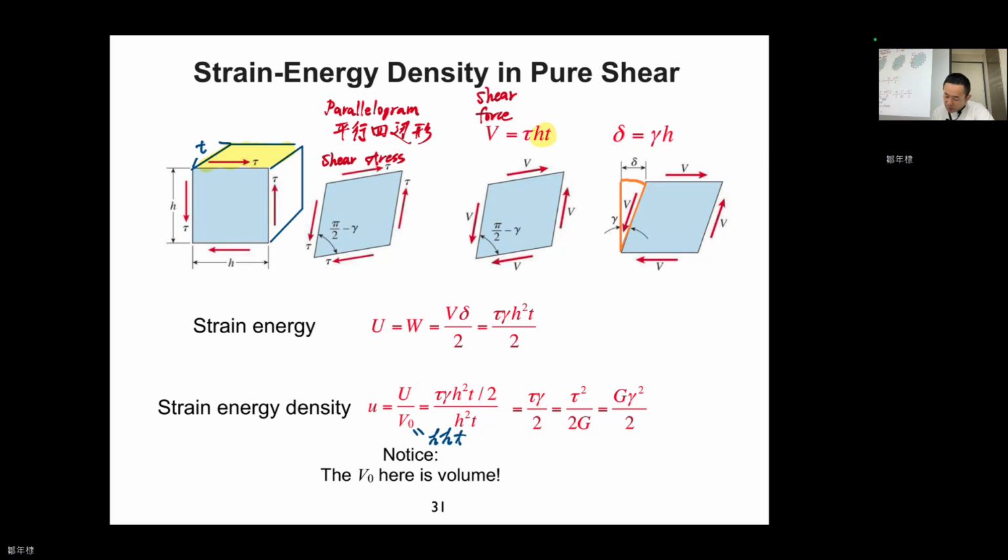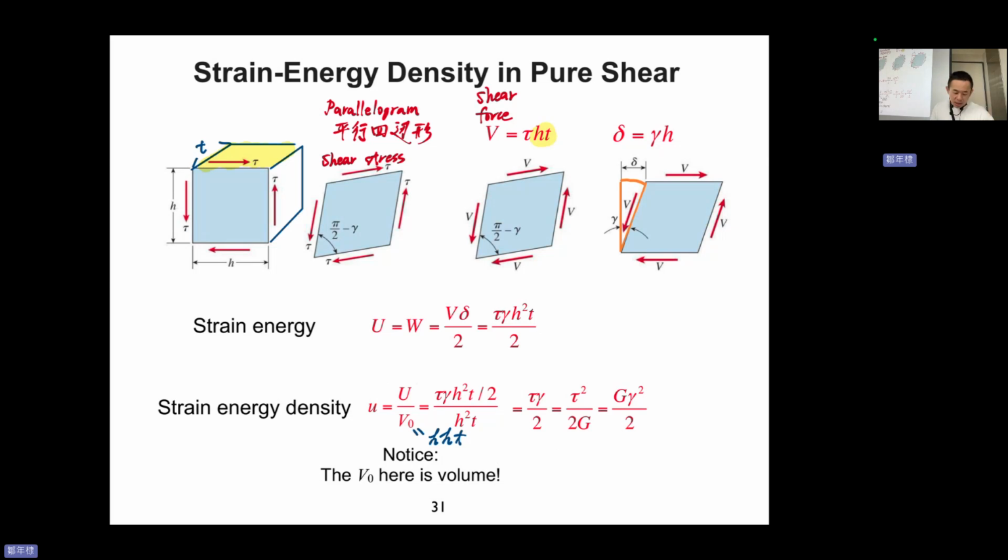And again, your gamma can be written as tau divided by G, or your tau can be written as G times gamma. So you can have two different forms of strain energy density, very similar to what we learned in chapter 2. I guess you understand this, no problem at all. Easy, right?